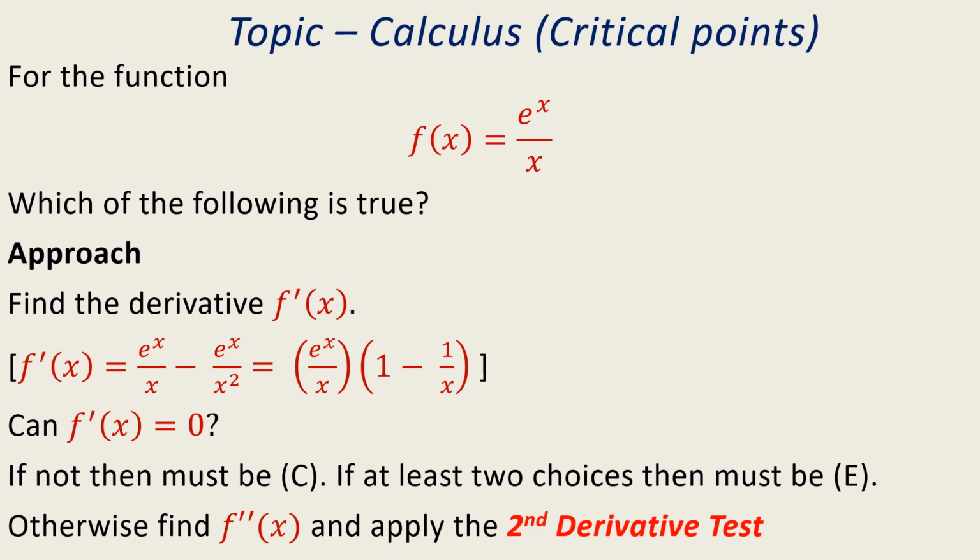In order to classify that critical point, you have to apply the second derivative test. In other words, you take the first derivative function f prime of x, you differentiate it again, and then you evaluate the second derivative at the critical point, the point x equals 1. Whether the outcome is negative, 0 or positive determines whether it is a maximum, unclassifiable, or a minimum.